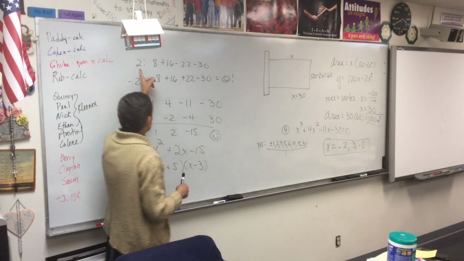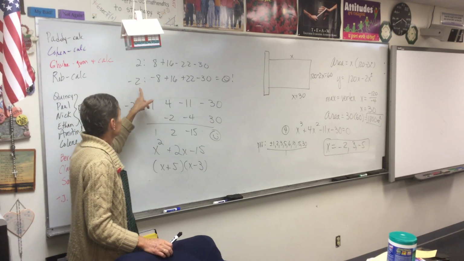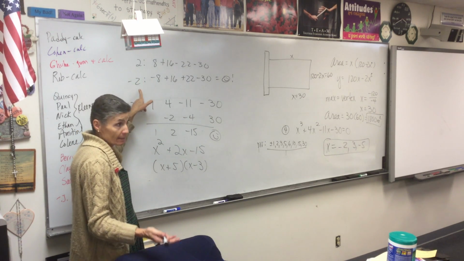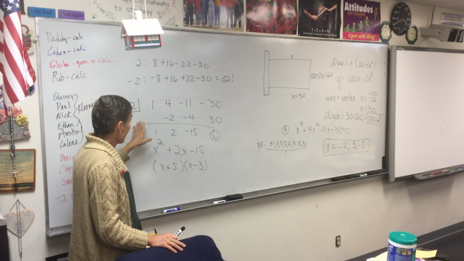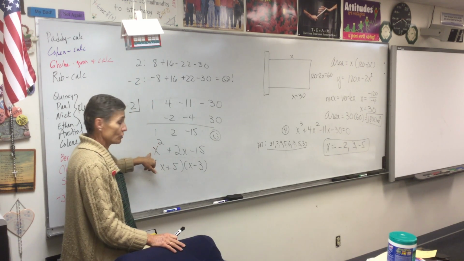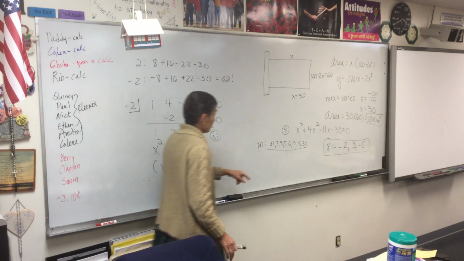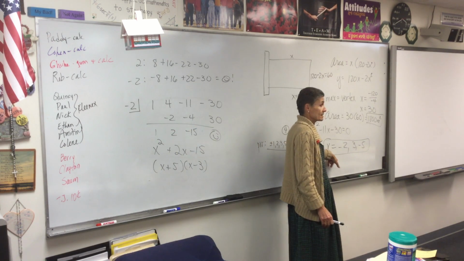So I started with 2, and 2 didn't work. So I went to -2, and it did. You may have started with something else. So I divided it out. What I had left factored. So I ended up with these roots right here. How does that seem to everybody?